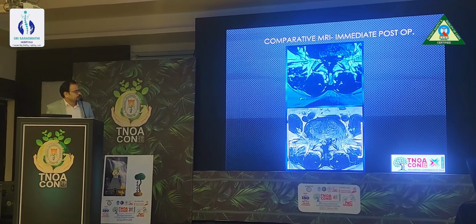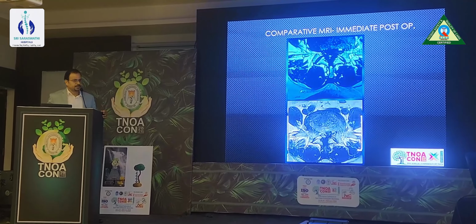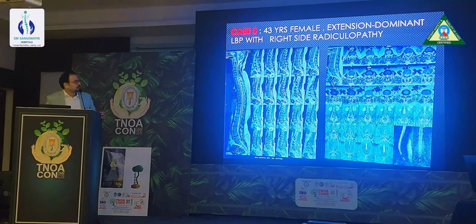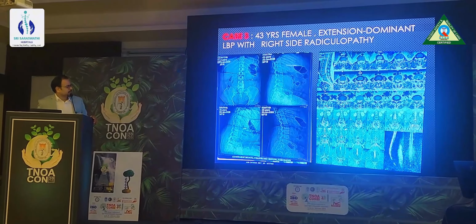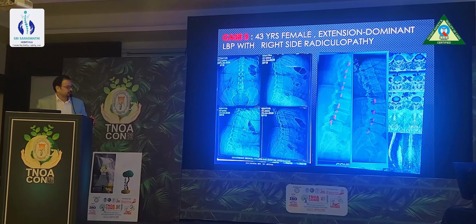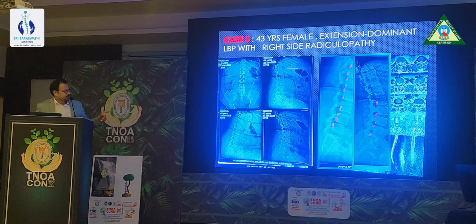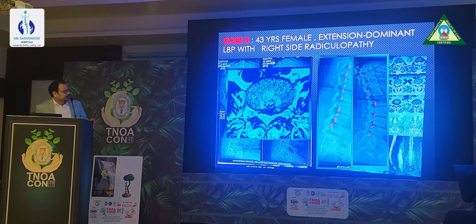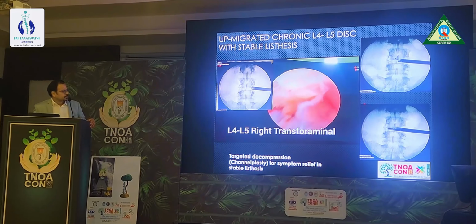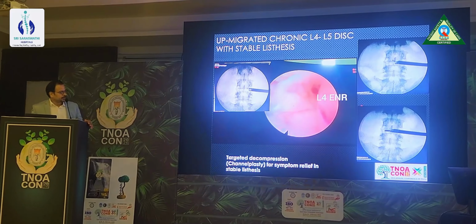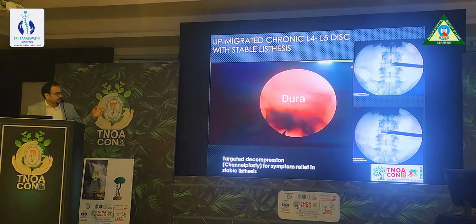So we can see the postoperative scan with good decompression on the right side, which was symptomatic. This is also another case with extension-dominant low back pain, whose dynamic X-ray showed compression at the L4-L5 region, where the superior articular process was compressing the nerve root. So here, complete 360-degree decompression of the exiting nerve root and dura, anteriorly as well as posteriorly, was done.